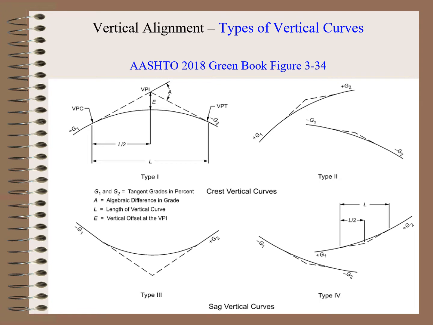In AASHTO 2018 Green Book Figure 3-4, we can see the 4 types of curves that we have. The types on the top, Type 1 and Type 2, are crest curves, and Type 3 and Type 4 are sag type curves.